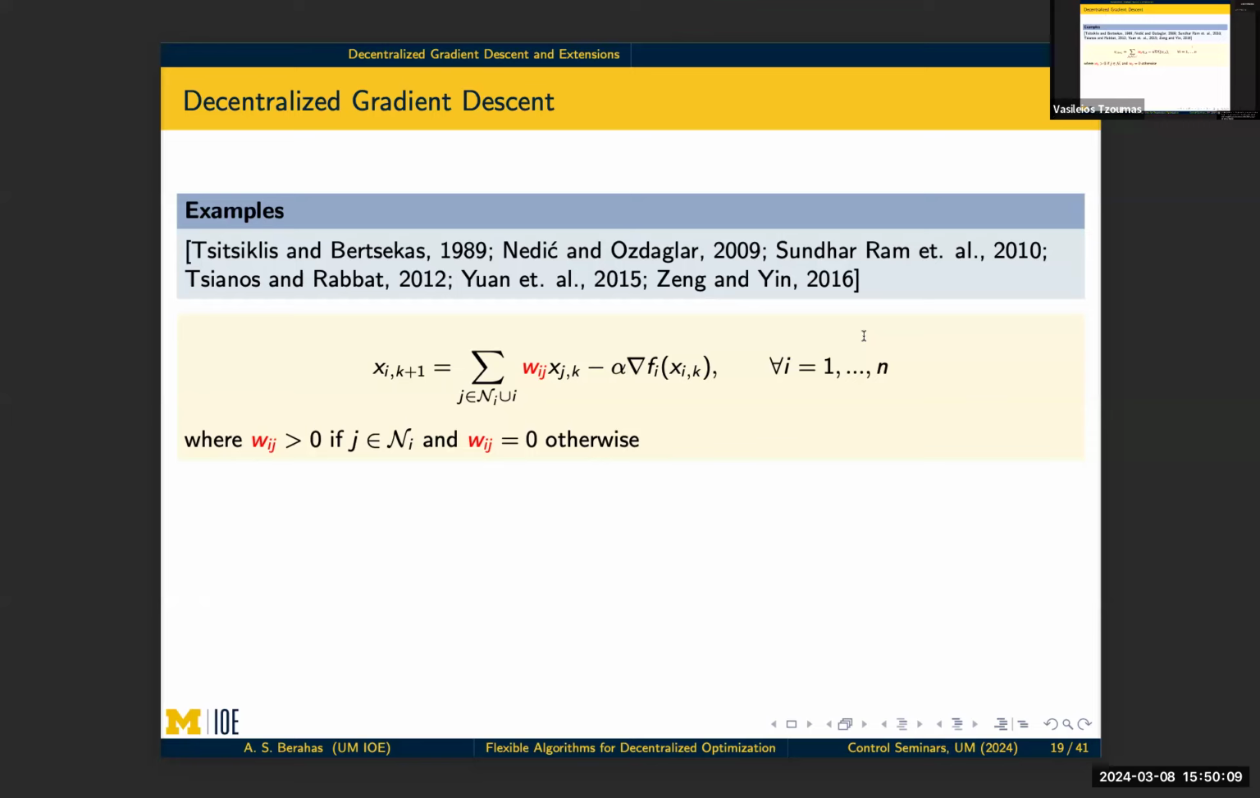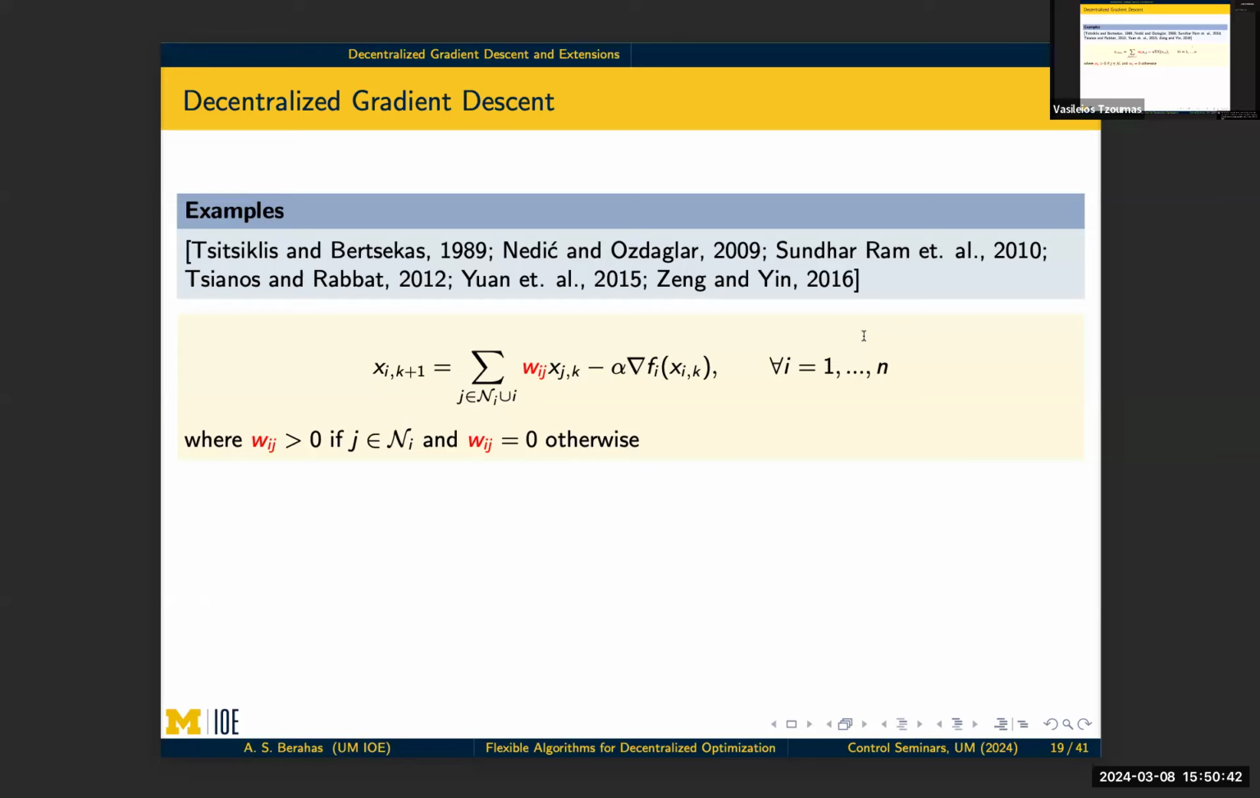But what's different is this first part, and this is where mixing happens. For every node at every iteration, we take a step along the negative gradient direction. That's what I call my computation. And my communication is what's happening with this first term. W_ij is greater than 0 if j is a neighbor of i, and I should have said here that it's between 0 and 1. And W_ij is equal to 0 otherwise. So if there's no edge between i and j, then W_ij is equal to 0.